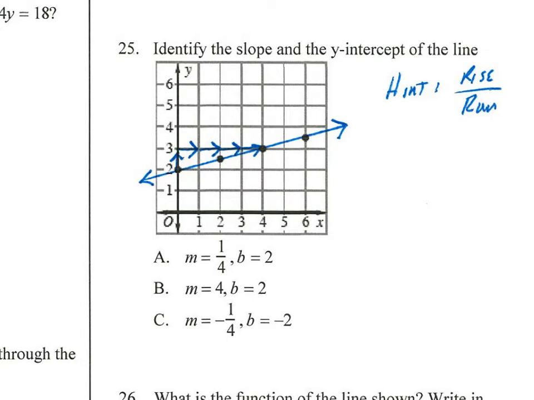They want the slope and the y-intercept of the line. The slope is the m. Okay? The y-intercept is the b. So here's the line. We drew this in for you. The b, the y-intercept, where's it crossing the y-axis? And then what's the slope? Remember, slope is rise over run.